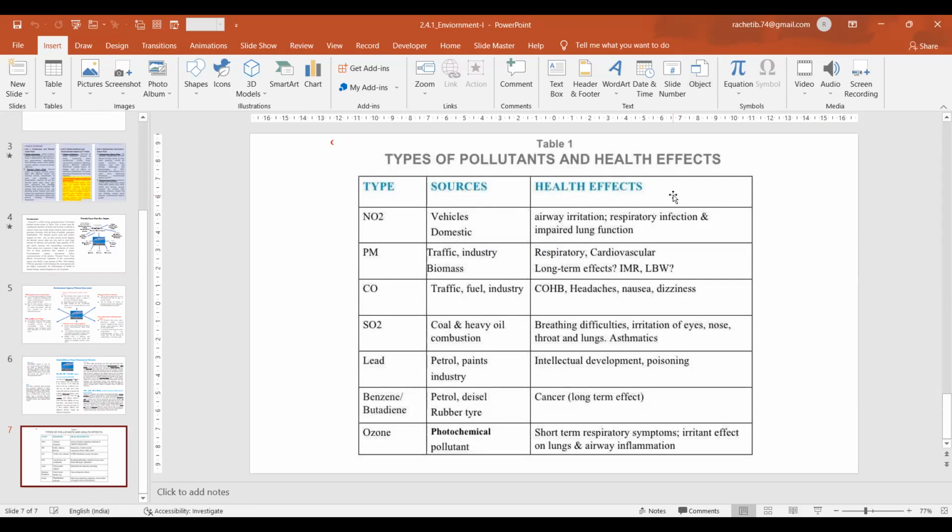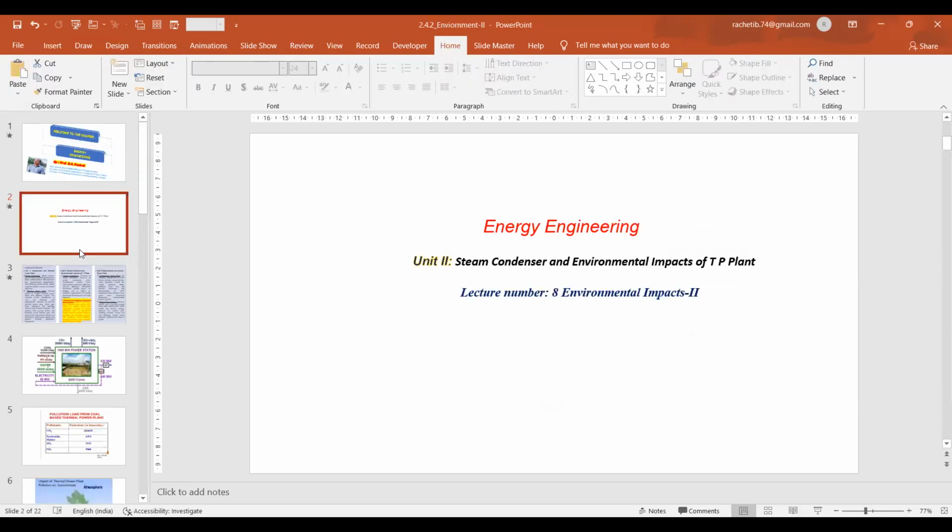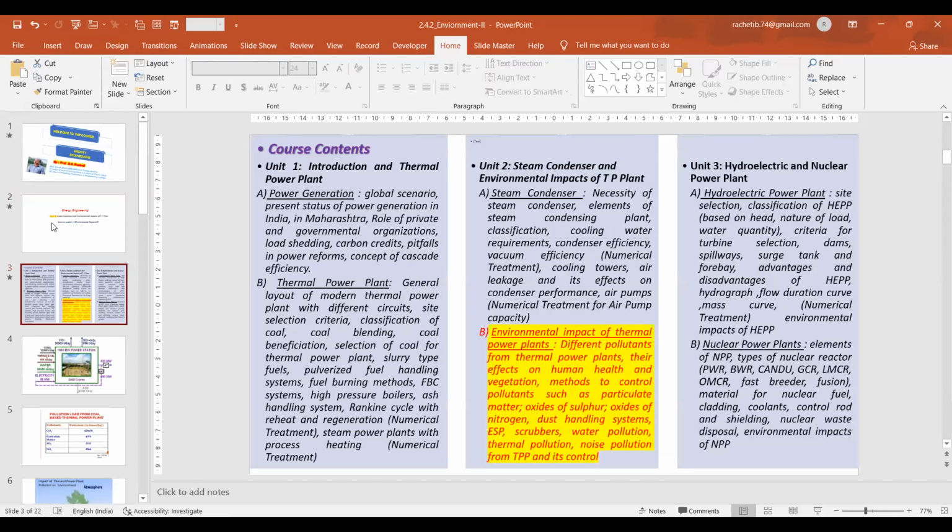Now today we are going to start with the second part of this environmental impacts, which is a little bit vast, so I will try to explain with speed. Today we are going to start with methods to control pollutants, then dust handling systems, ESP, scrubbers, water pollution, thermal pollution, and noise pollution from thermal power plants and their control.